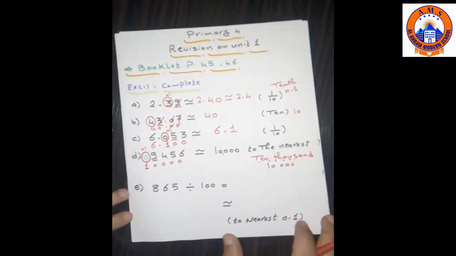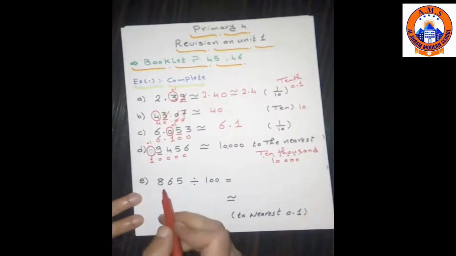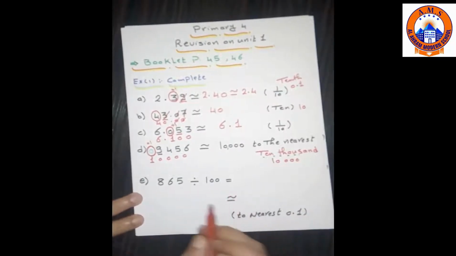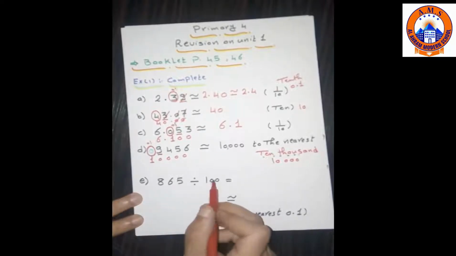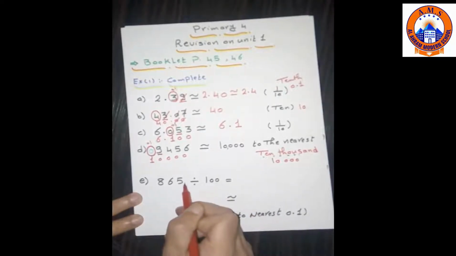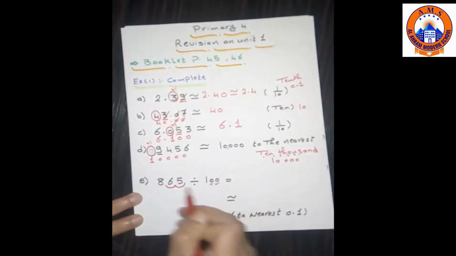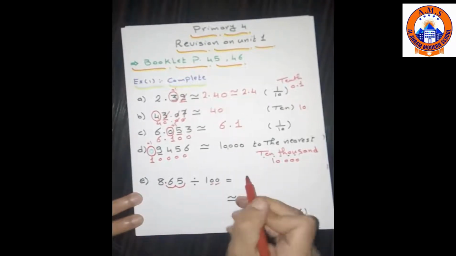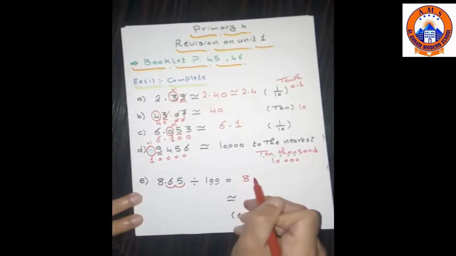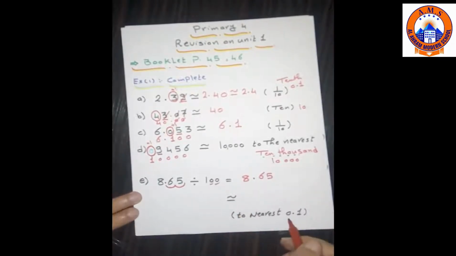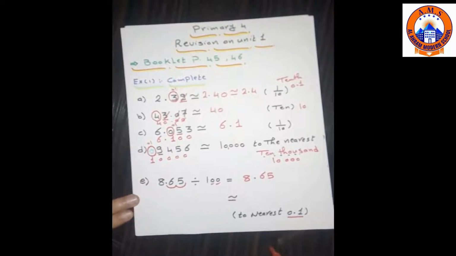Question number E. We want to divide 865 by 100. To divide a number by 100, as you know, we just move the decimal point two places because we have 2 zeros. So we put a point here, and the answer will be 8.65. Then we need to approximate this number to the nearest tenth.